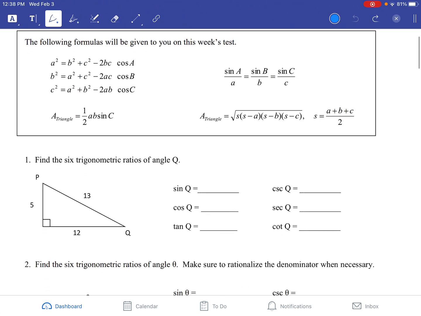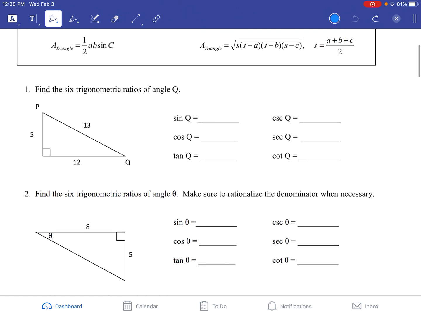For question number 1, we're going to find the 6 trig ratios for the angle. When it asks you to find this, it's not asking to find what angle Q is, it wants the 6 trig ratios. That's a very important piece. A lot of students will try to find Q, but it didn't ask you to find Q, we want the ratios. So for sine, we have opposite over hypotenuse, so 5 over 13.